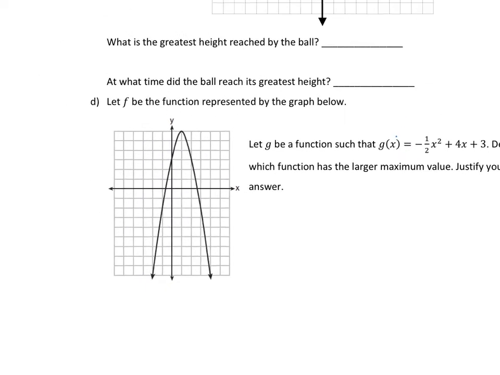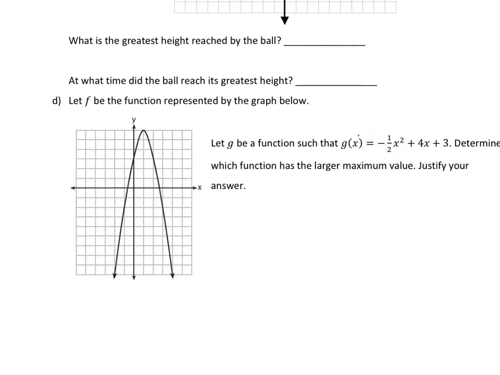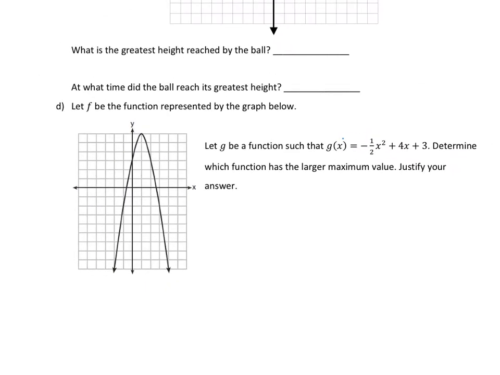Okay, let's jump to some word problems. I'm going to skip C because I would rather do E with you on the back, which is a little bit more involved. So I would watch me do D and E and then go back and try C on your own. So letter D.